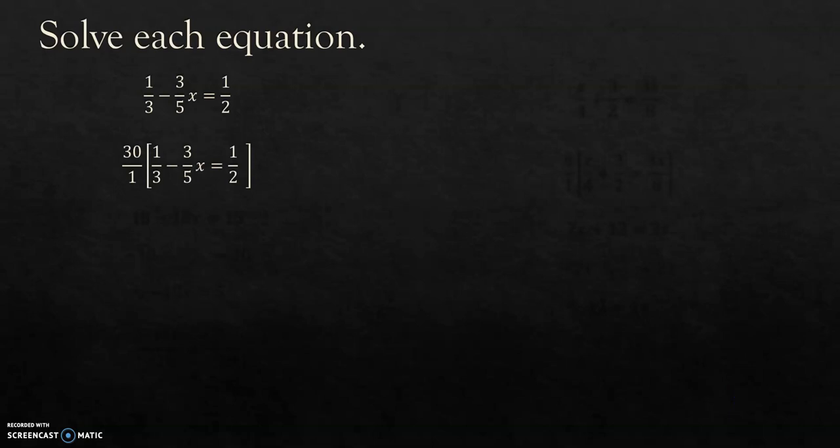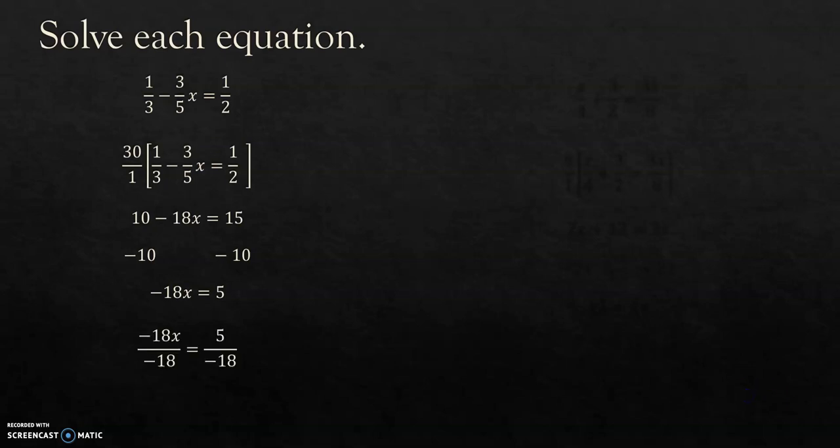30 over 1 times 1/3 is 10. 30 over 1 times 3/5 x is -18x. 30 over 1 times 1/2 is 15. So we have the equation 10 minus 18x equals 15. Subtract 10 on both sides. -18x equals 5.